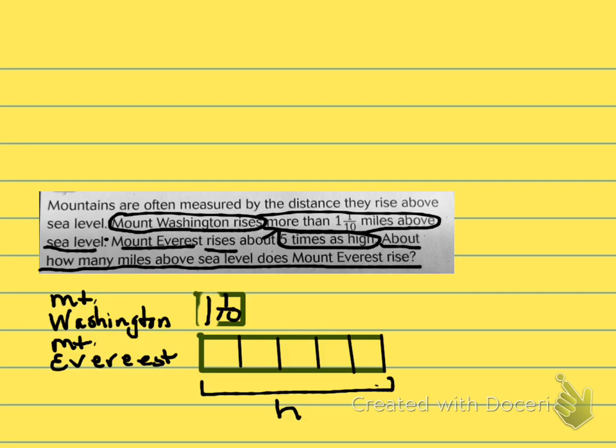If h is the height of Mount Everest in miles, h must equal what in a number sentence? Let's take a look. H equals 5 times 1 1/10. All right, so how are we going to solve this? I've done multiplying of whole numbers times mixed numbers. So let's see if we can figure this out.